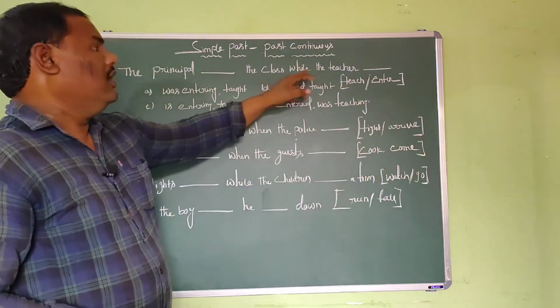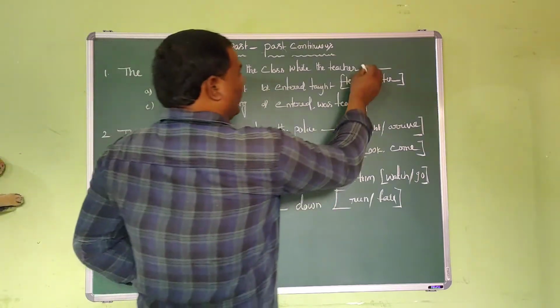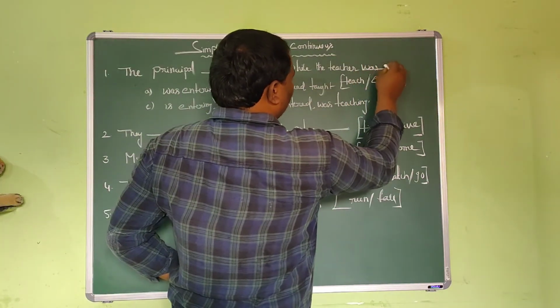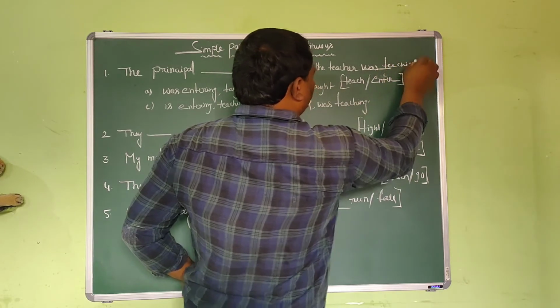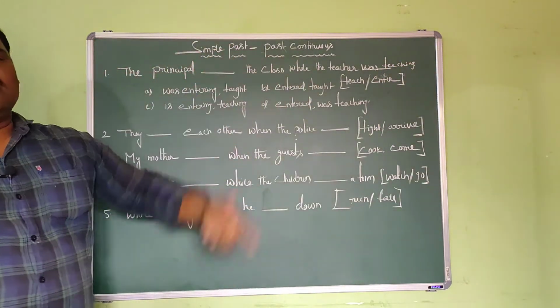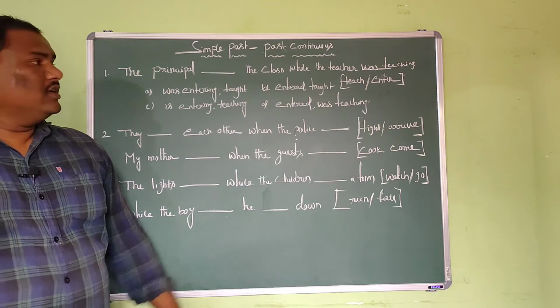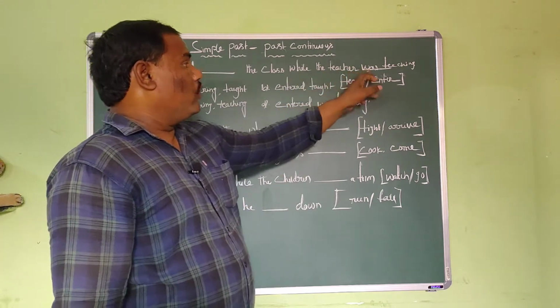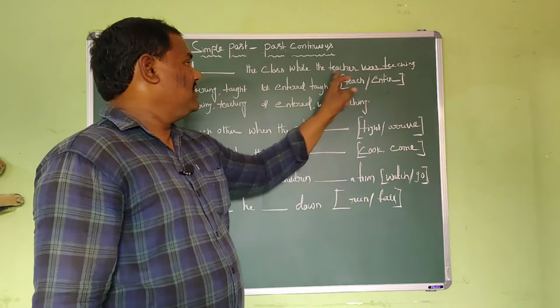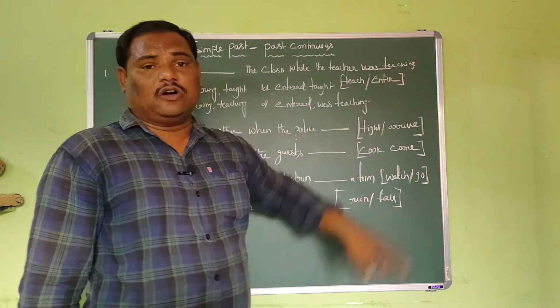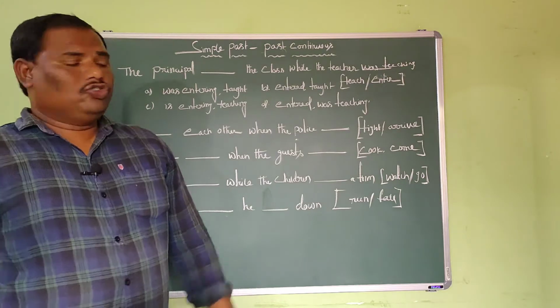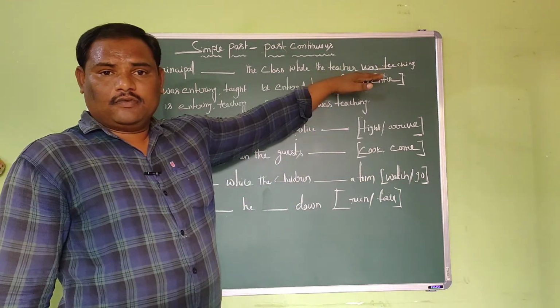What was happening here? The teacher was teaching. Why has it taken was teaching? Because the sentence should be written in past continuous, because we are discussing that. So while the teacher was teaching, the teacher is a subject, was plus V4 form of the verb. This is the structure of past continuous tense. So we have filled up the second blank.